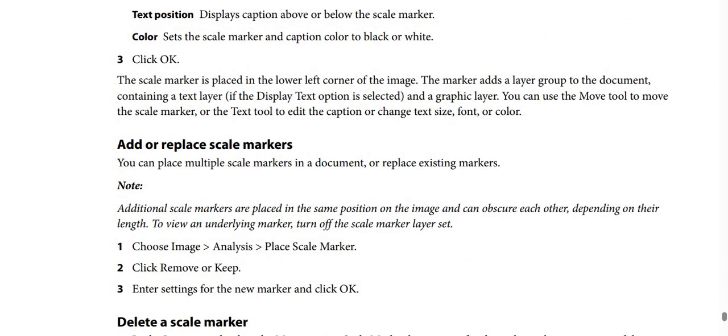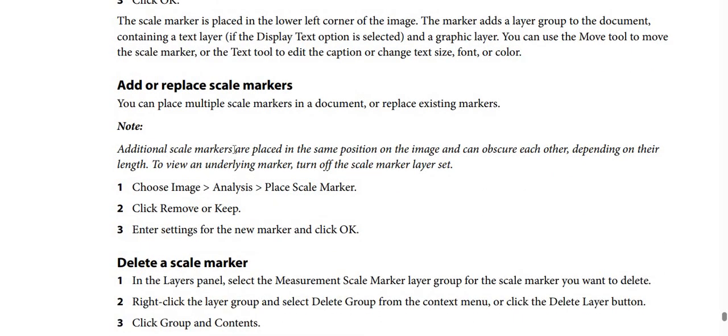The scale marker is placed in the lower left corner of the image, and the marker adds a layer group to the document containing a text layer. If the display text option is selected and there is a graphic layer, you can use the Move tool to move the scale marker, or the Text tool to edit the caption or change text size, font, or color.